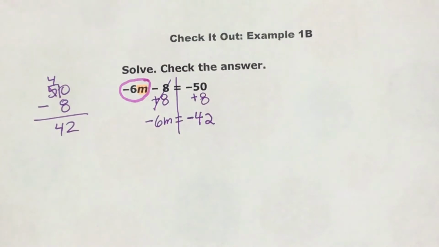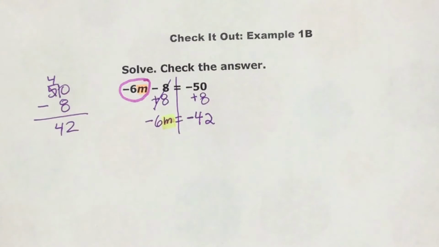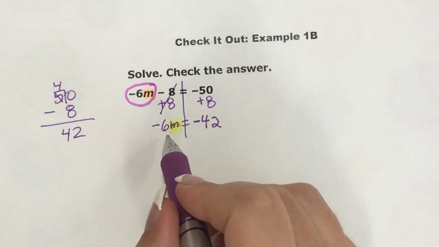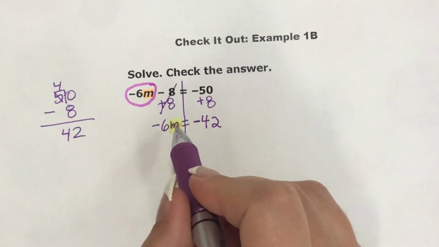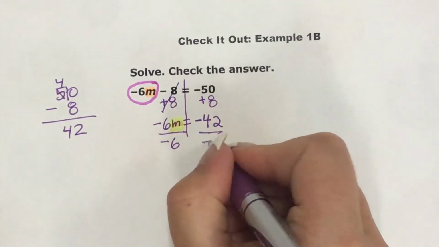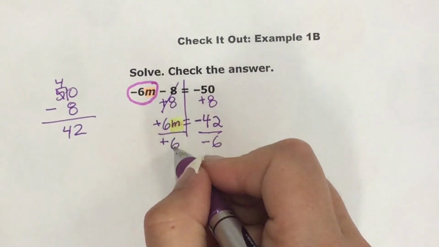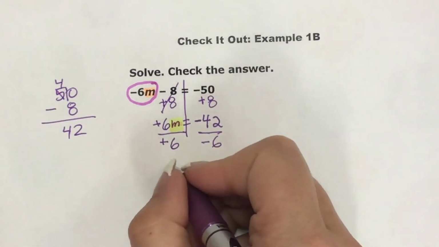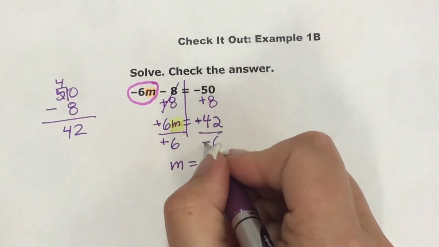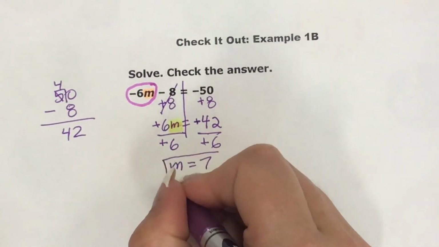Negative 6m equals negative 42. So we're still trying to get m by itself. We need to isolate it. That means we need to get rid of this negative 6. Negative 6 is related to m through multiplication. So we have to do the inverse operation of multiplication, which would be division by negative 6 to both sides. A negative divided by a negative is a positive. 6 divided by 6 is 1. 1 times m is m. Over here, a negative divided by a negative is a positive. 42 divided by 6 is 7. So there we have it.